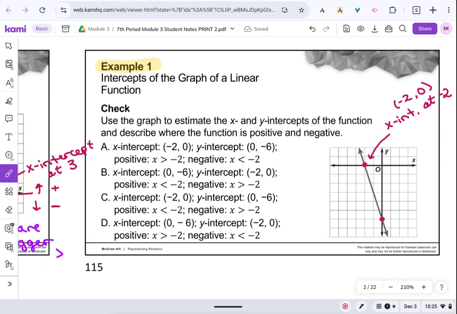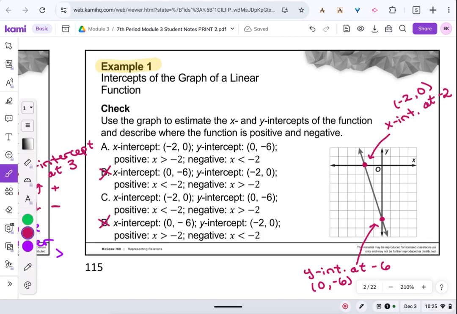Way down here, that's our y-intercept, and that's at 1, 2, 3, 4, 5, 6, at -6. Again, when we write that out, it's 0, -6. All right, so if I look at my options, there's 2 that work and 2 that don't. So A and C look pretty good, but we can go ahead and automatically cross off B and D because they have those flipped around.